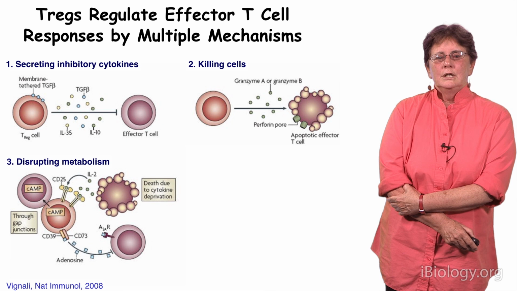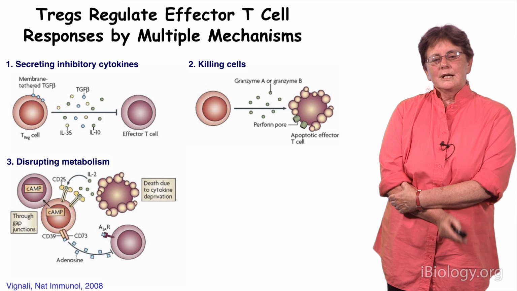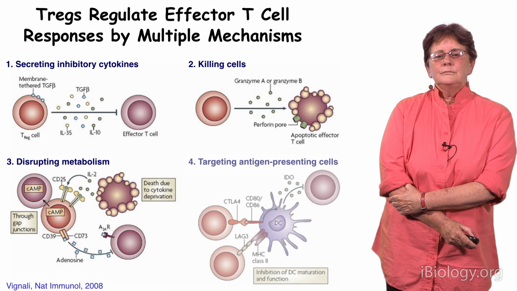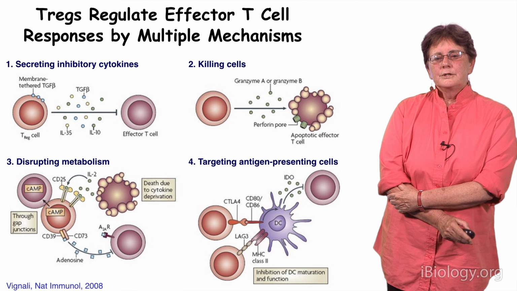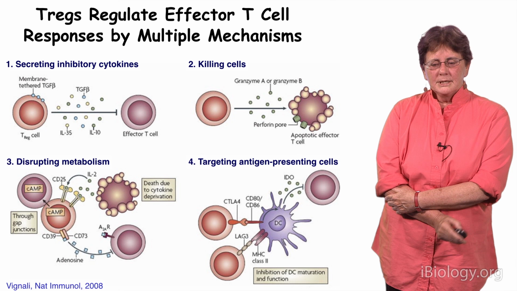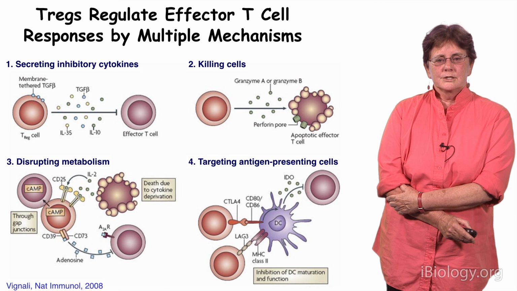So they can act as a sink for sucking up all this IL-2, which is actually required for the health of the effector T cells. And then lastly, Tregs can affect other types of cells, antigen-presenting cells in the region, and stop them from triggering an immune response, either by killing the cell or changing what type of cytokines these cells make.